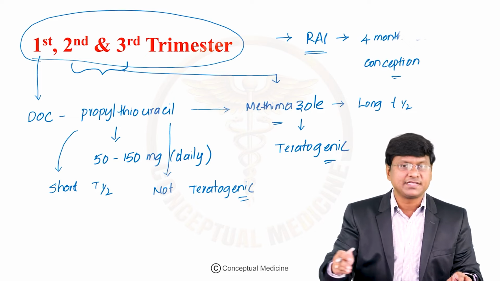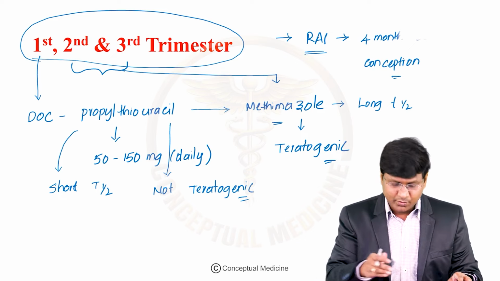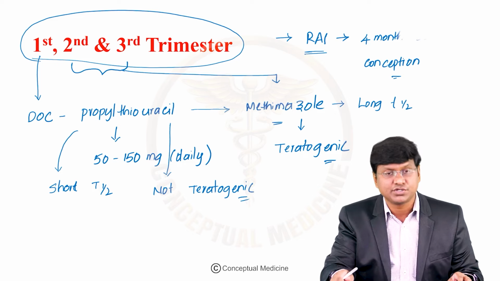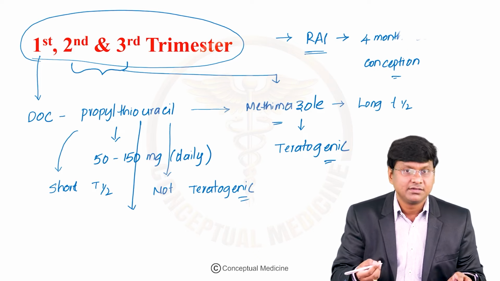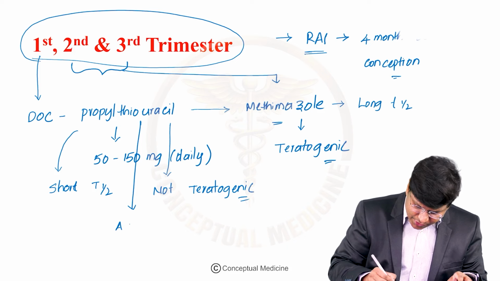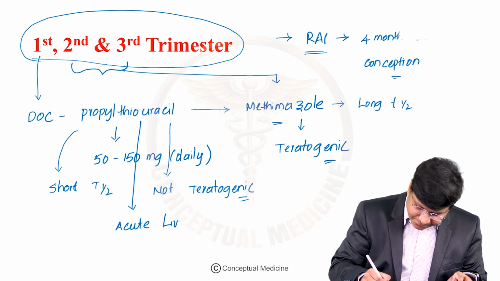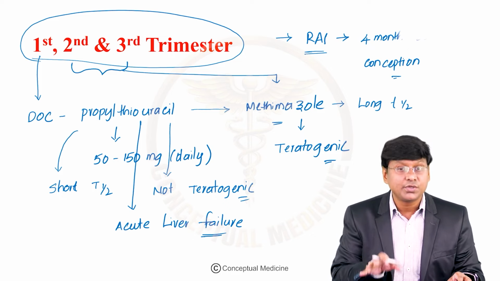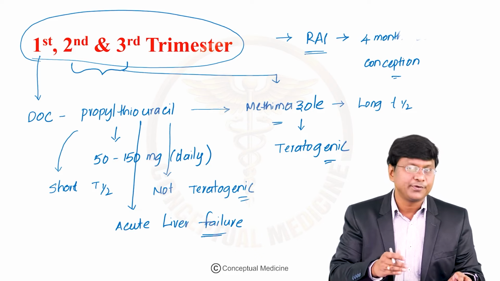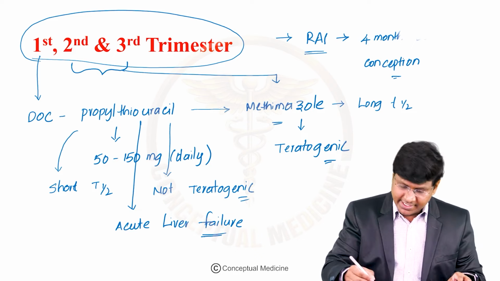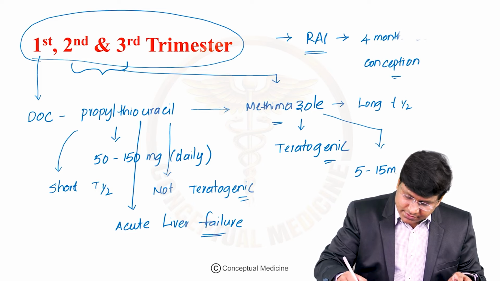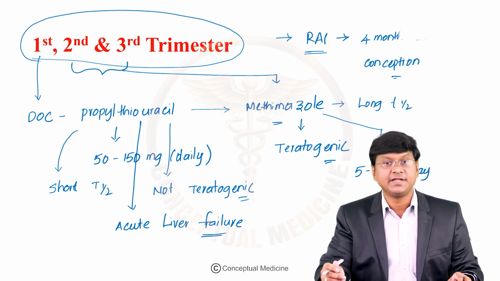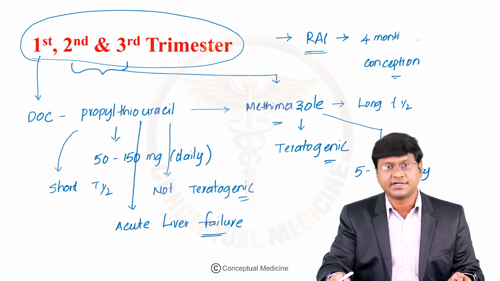Then why don't you continue propylthiouracil in the remaining trimesters of pregnancy? Because propylthiouracil is associated with an important adverse effect, that is acute liver failure. That is the reason why we don't continue propylthiouracil in the second and third trimester. The dosage of methimazole is 5 to 15 milligrams per day, to be given in the second and third trimester.